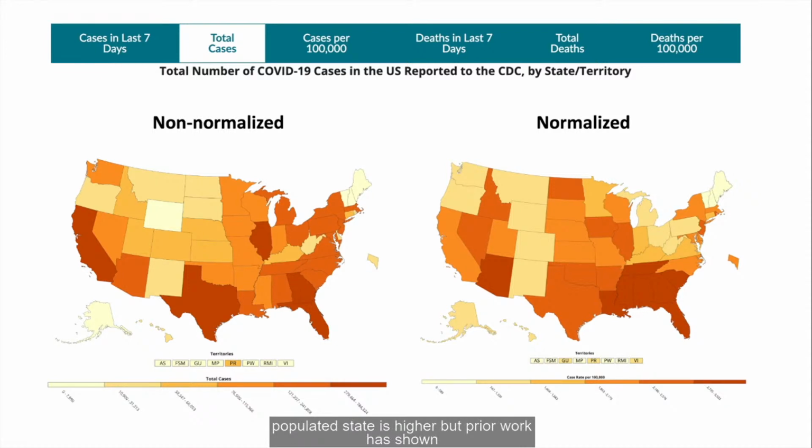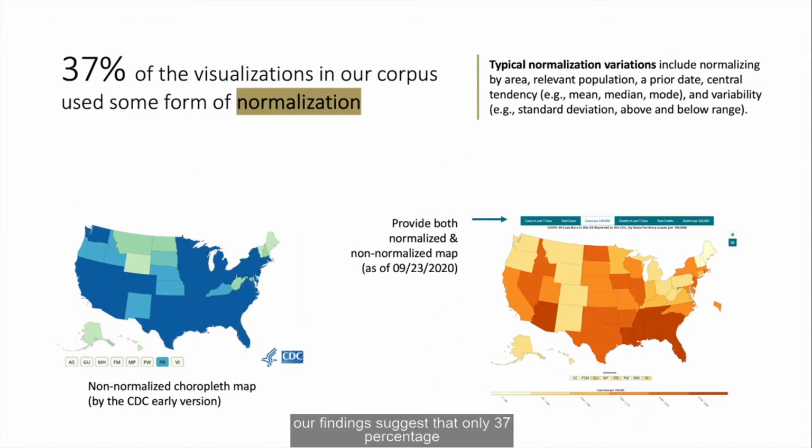While prior work has shown that normalizing data may help remove this sort of bias, our findings suggest that only 37% of the visualizations in our corpus use some form of normalization.